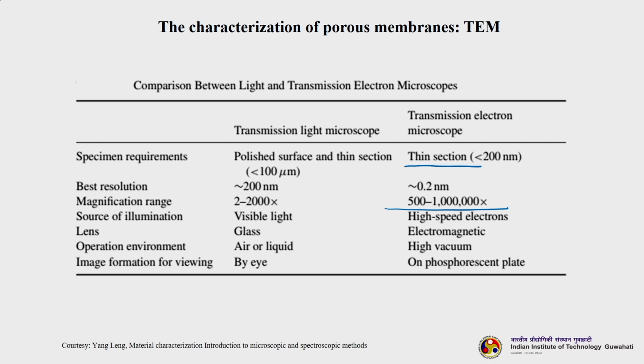That is why TEM is a very sophisticated instrument, and we are using vacuum to do the imaging. Lenses are electromagnetic, whereas in TLM only glass lenses are used, and the operating environment is either air or liquid, whereas here it is high vacuum in TEM. And we can see the image formation by naked eye, just by looking inside the lens, whereas in TEM the image is formed on a phosphorescent plate.